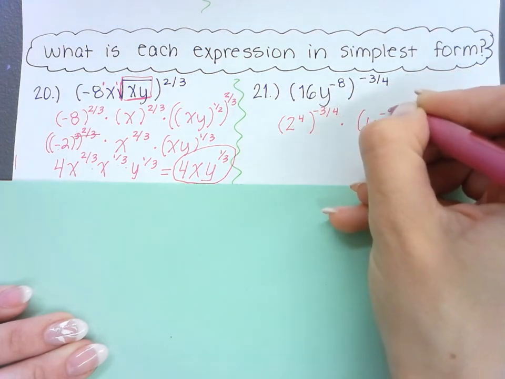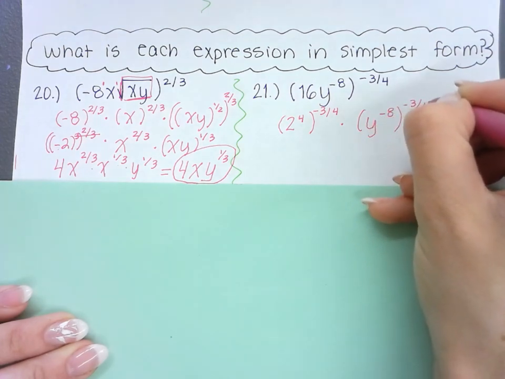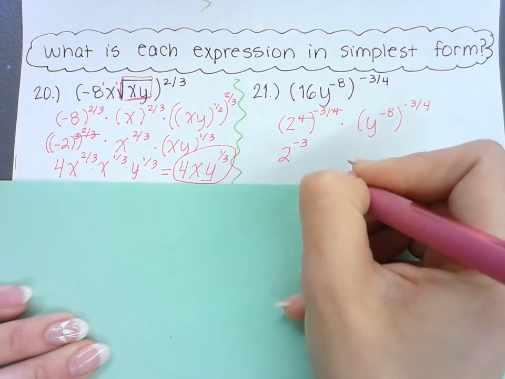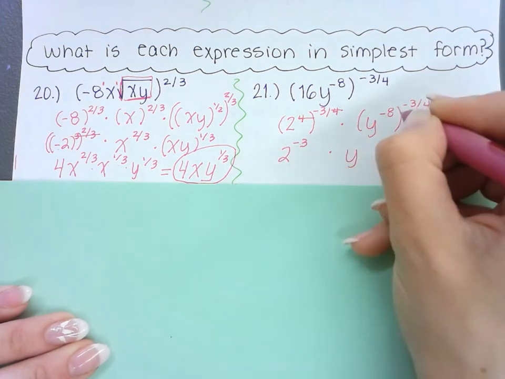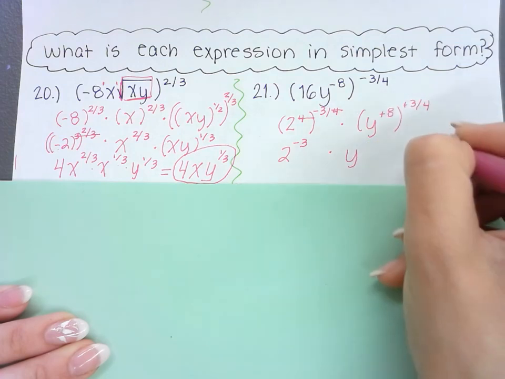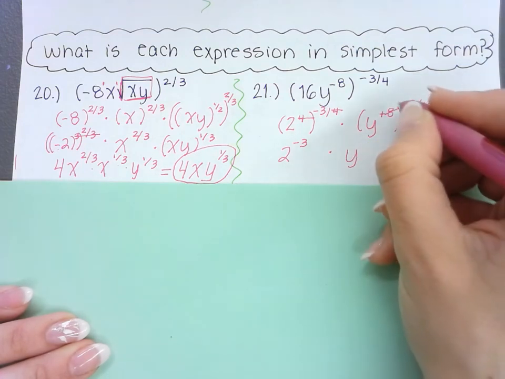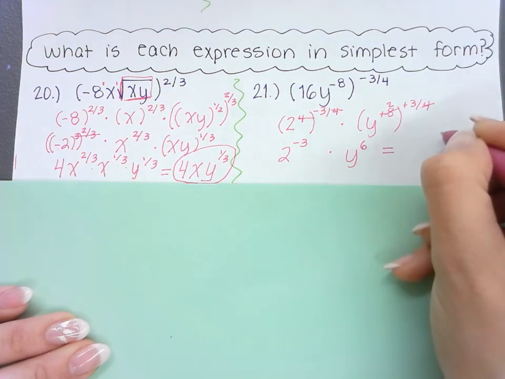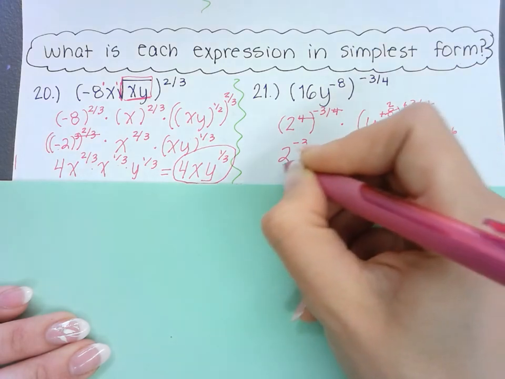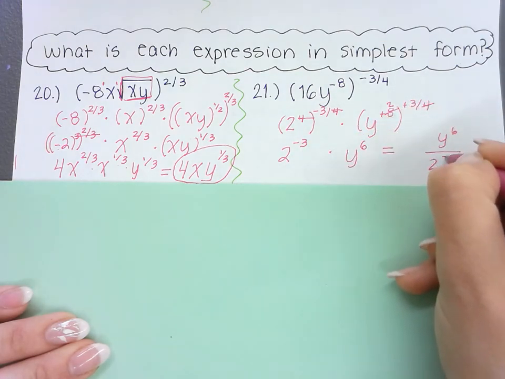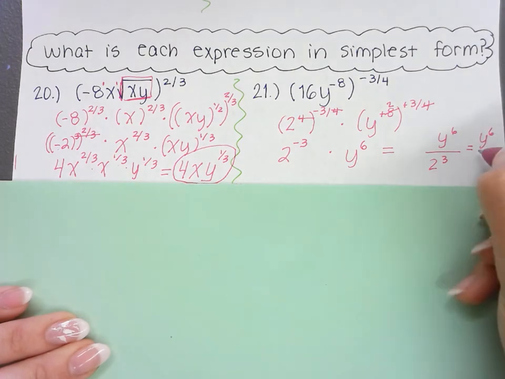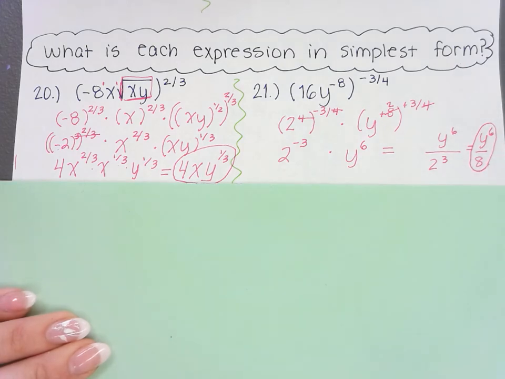y to the negative 8 to the negative 3/4. That's 2 to the negative 3rd. That's y, negative and negative, gone. 8 over 4 is 2. 2 times 3 is 6. y to the 6th stays in the numerator. 2 to the 3rd comes down here. Final answer, y to the 6 over 8. That's it. We're done right there.